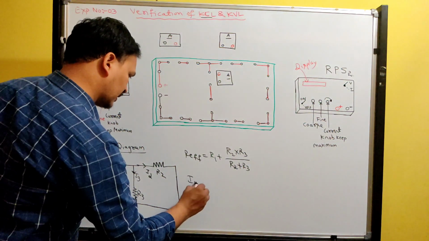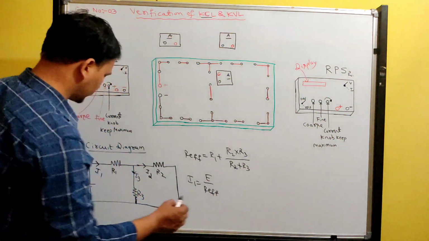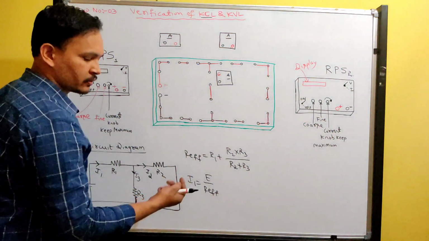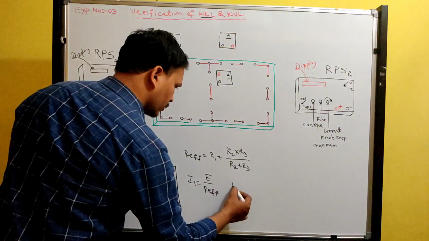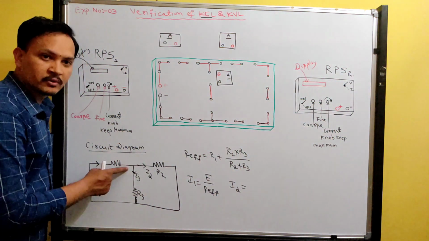So how to calculate I1? E divided by R effective. What is the supply current? Voltage by entire resistance, effective resistance. That gives I1 current. Now we can find I2 and I3 current by applying current division rule.